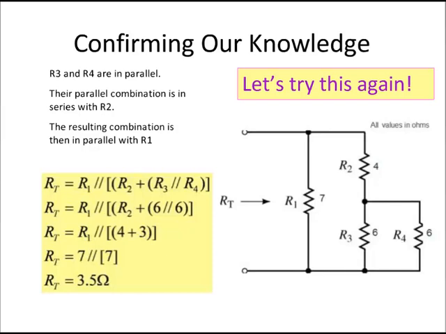And then we said that that parallel combination of R3 and R4 is in series with R2. So therefore I have 3 ohms plus 4 ohms, and that's 7 ohms, which is in turn now in parallel with R1. So 7 ohms in parallel with R1's value of 7 ohms results in RT being equal to 3.5 ohms. And that's how we collapse the formula from the right to the left to solve for RT.